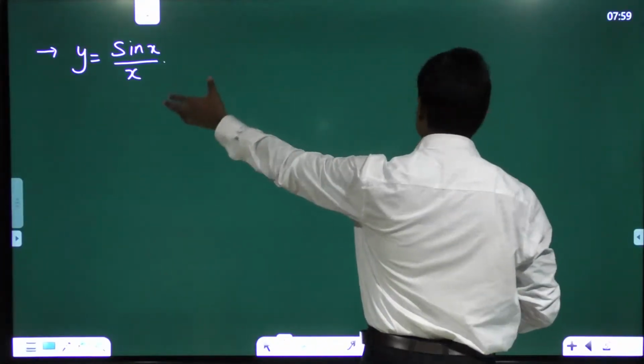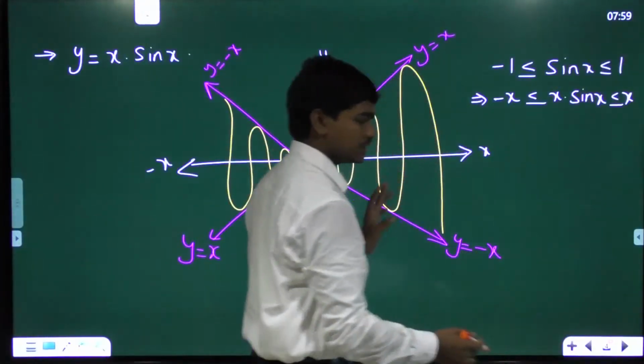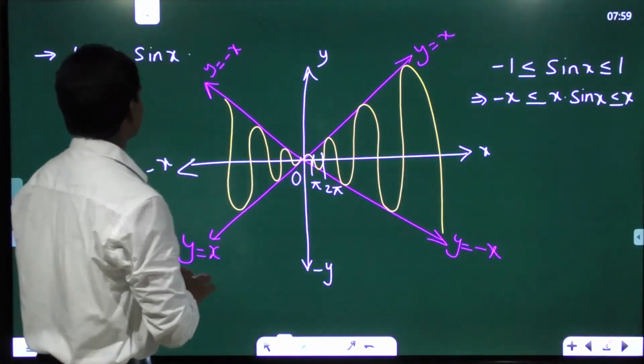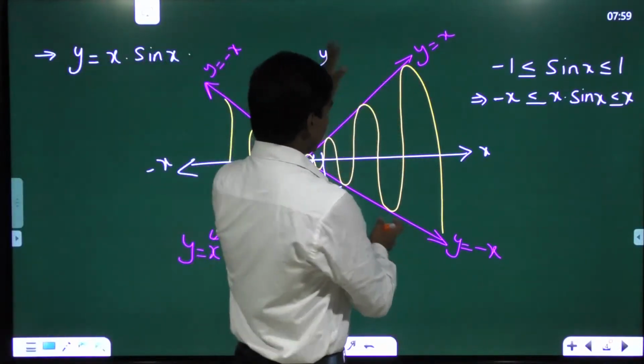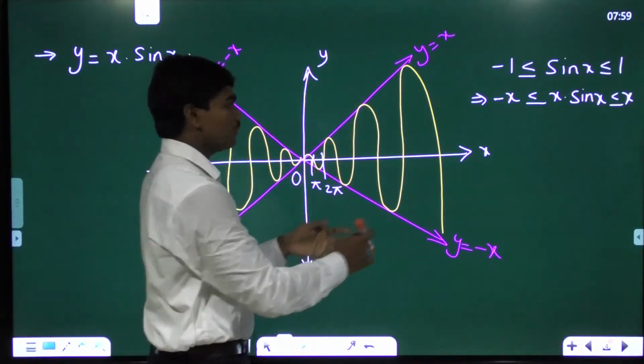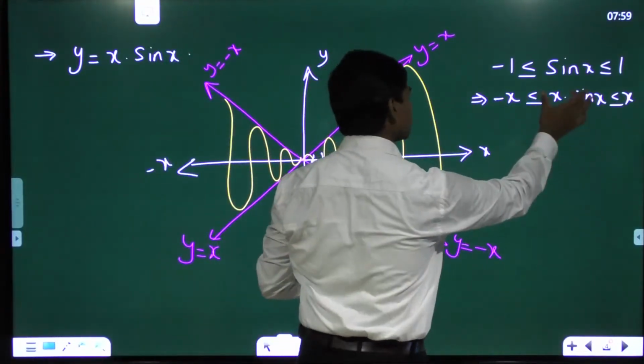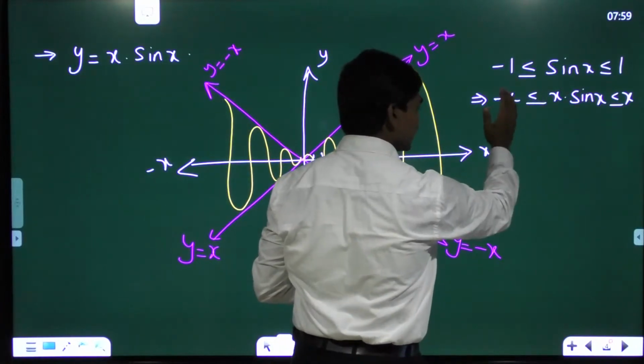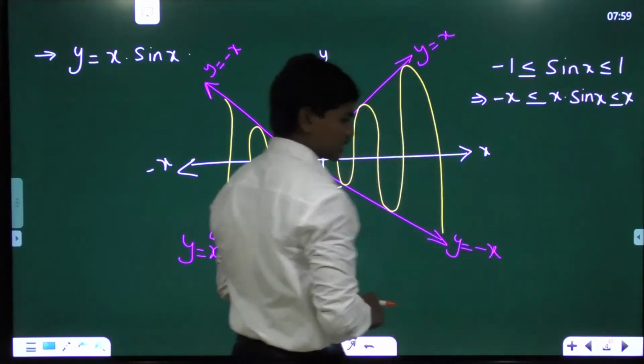Before you try the graph of y is equal to x sin x, I would like to explain this graph once again. Vijay Sai, look here. First of all, after setting up the axes, you need to look for the limits that bound the curve. From this analysis, you came to know that x sin x is always lying in between minus x and plus x.